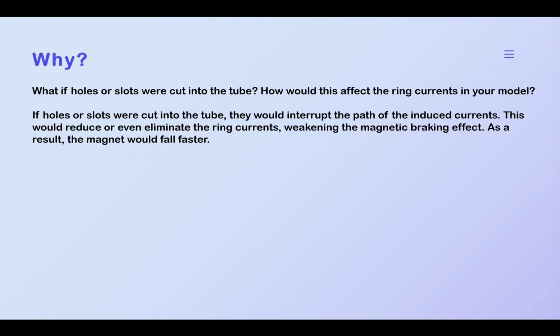Then the second question, if we added holes or slots to the tube, they would break the current path. That would reduce the induced currents and weaken the braking effect, so the magnet would fall faster.